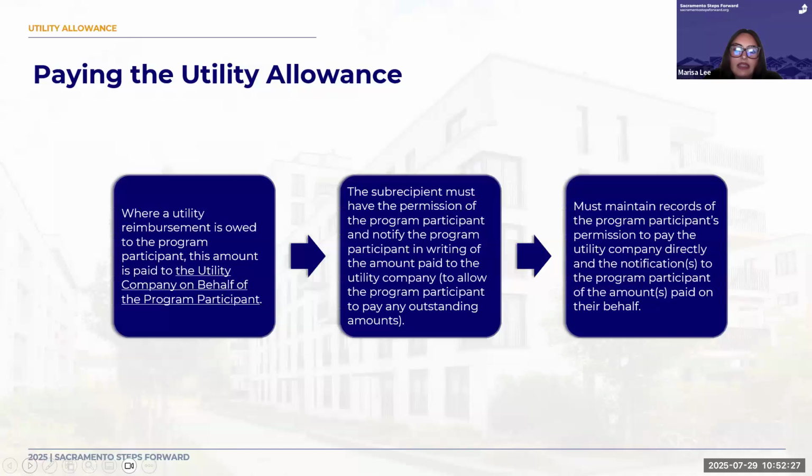Paying the utility allowance. If the tenant's rent portion is less than the utility allowance, a utility reimbursement is required. That payment goes directly to the utility company, not the tenant. You'll also need written permission from the tenant and a copy of the notification letter showing what was paid. That's for record keeping. And next slide, please.